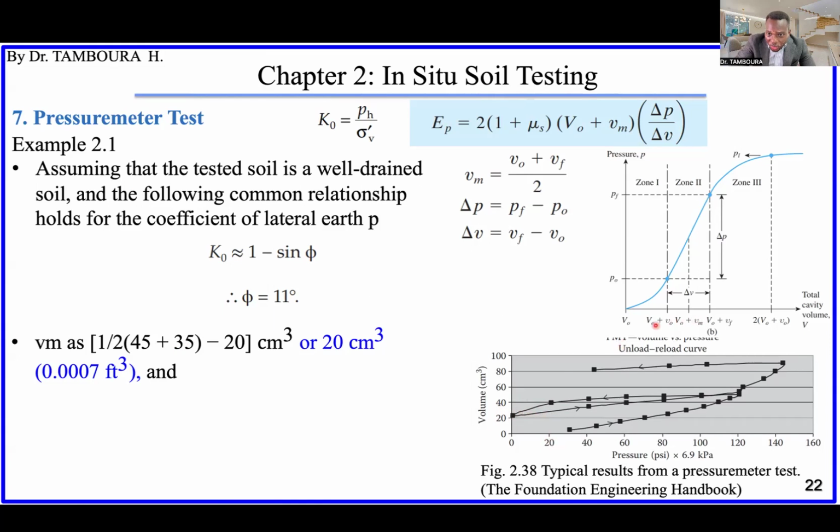Okay, so if you do this one plus this one, you will see that you will obtain this V0 plus VF plus twice this capital V0. And if you divide it by 2, you will obtain V0 plus VF divided by 2 plus 1 time this capital letter V0.